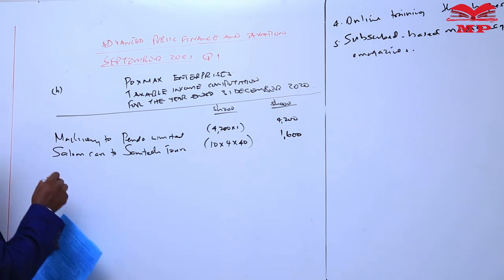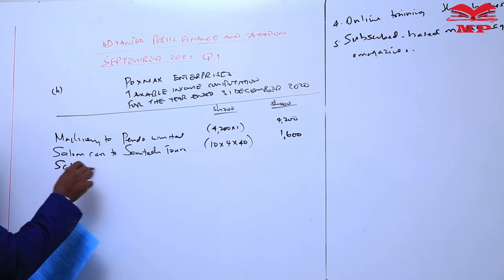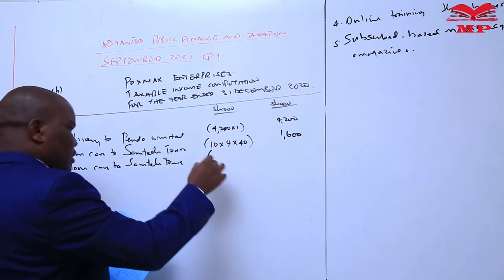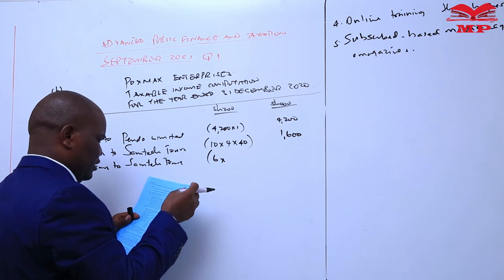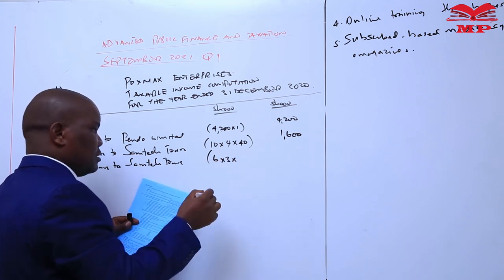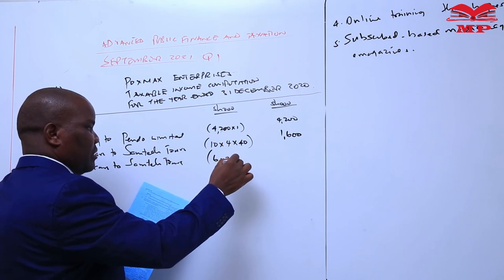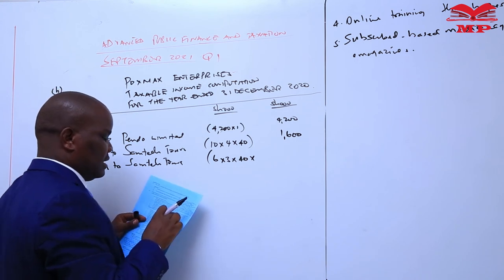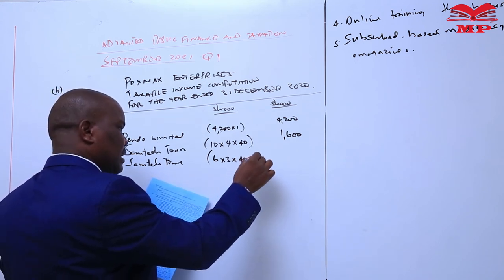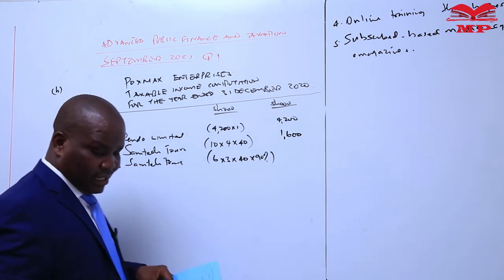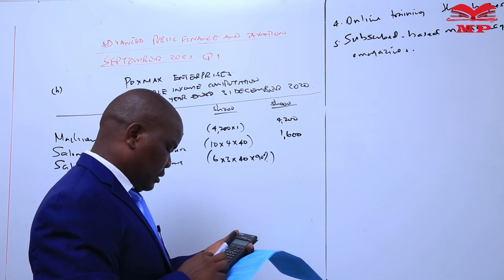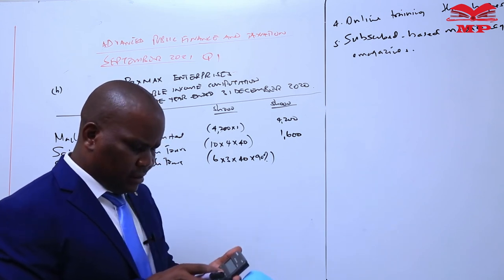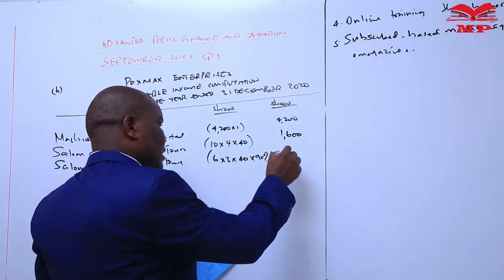So we should do it like this. Say saloon cars to Samtec Tours. So we do 6 by the additional lease period, which was 3 months. The original lease rental per month was 40,000. But then we are told they were given a discount of 10%, meaning they are now paying 90% of the original amount. So we work out that we have 6 by 3 by 40 by 90%, that is 648,000. We write that here.